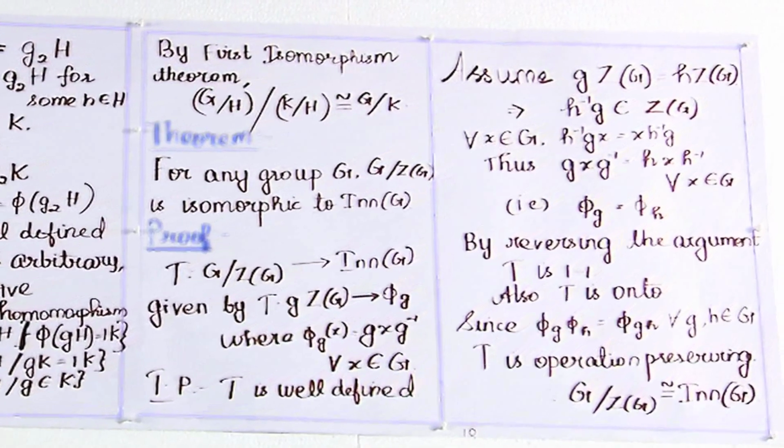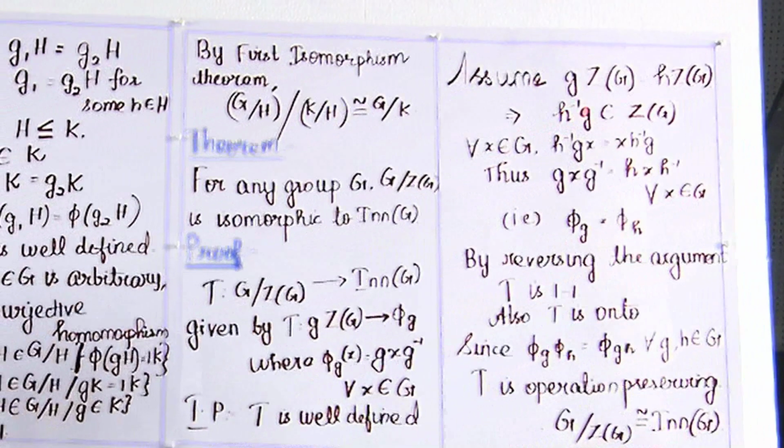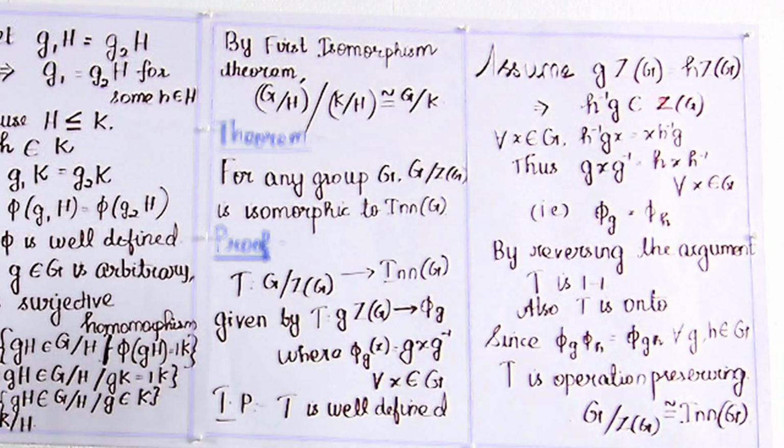Therefore, to do this, let us assume that gZ(G) is equal to hZ(G), which implies h inverse g belongs to Z(G). Now, for all x belonging to G, h inverse g x is equal to x h inverse g. Thus, gxg inverse is equal to hxh inverse for all x belonging to G. So, this implies that phi_g is equal to phi_h.